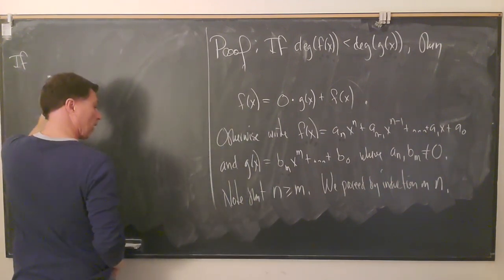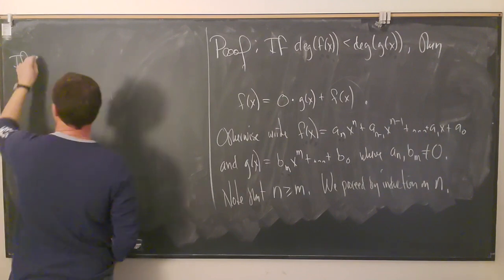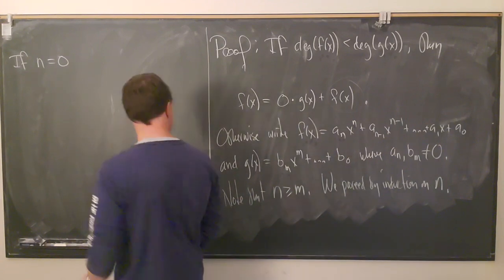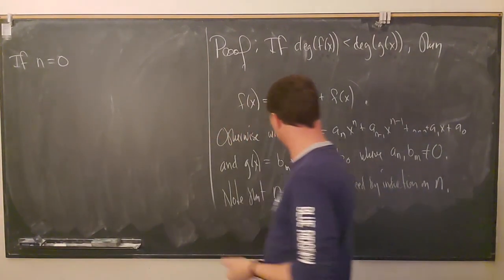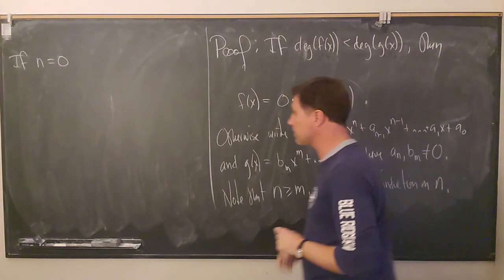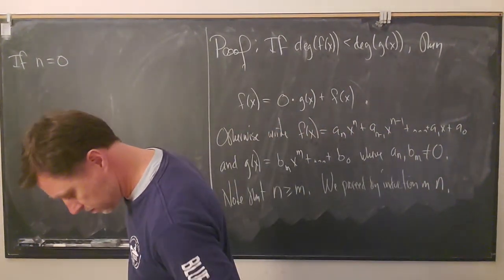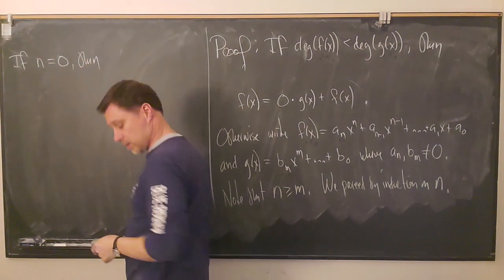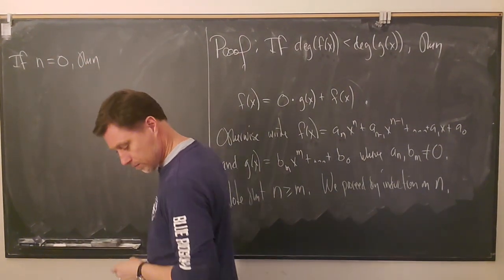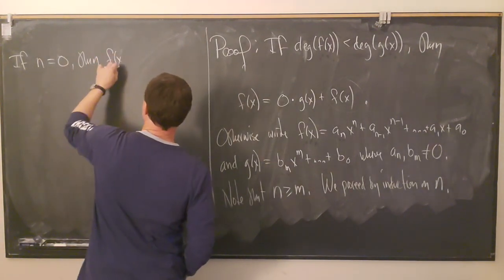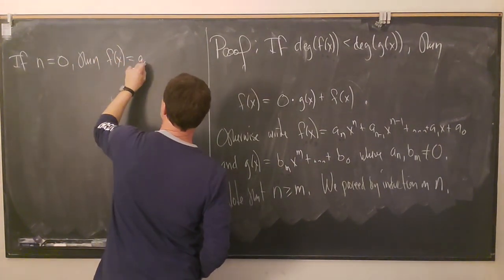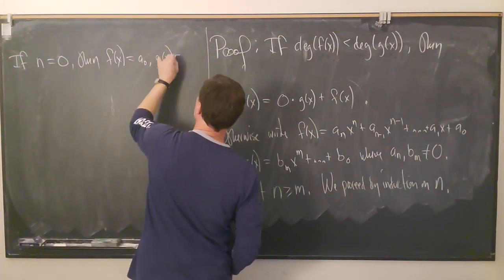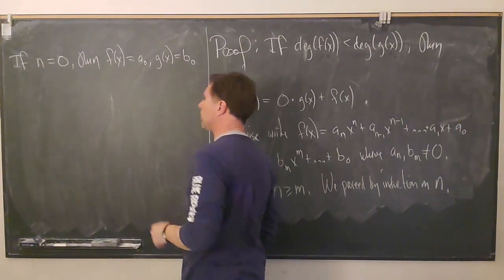So we start off with n equals 0. So if n equals 0, that would mean that f of x is a constant polynomial, and that forces g of x to be a constant polynomial also. So if n equals 0, then that would mean that f of x is just a constant polynomial a0, and g of x is also a constant polynomial, say b0.